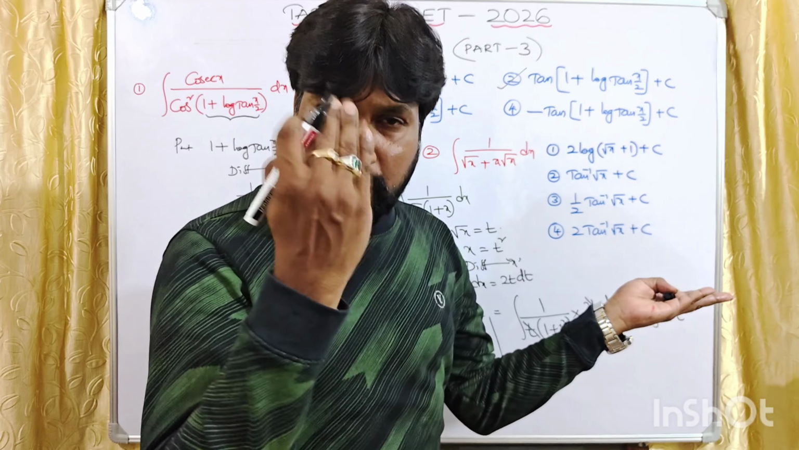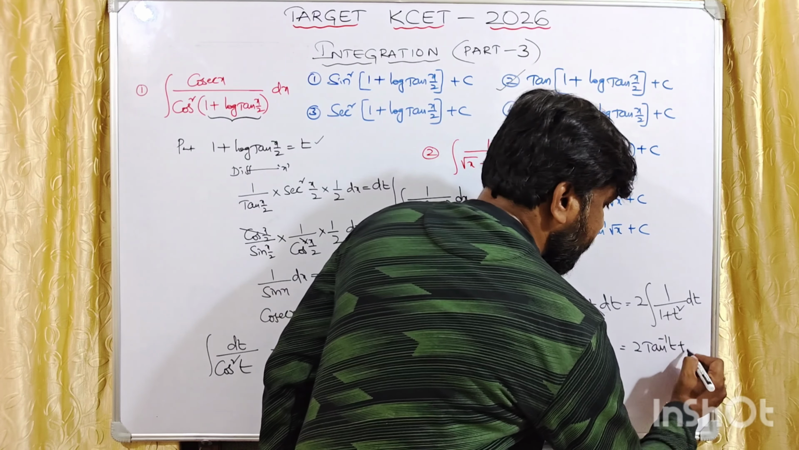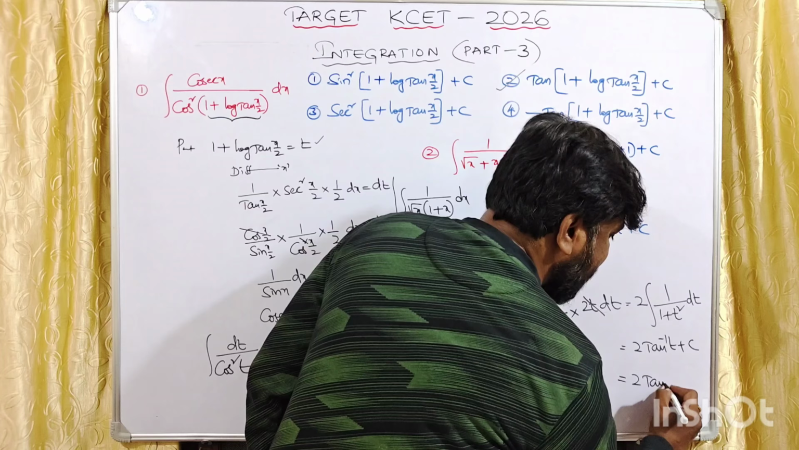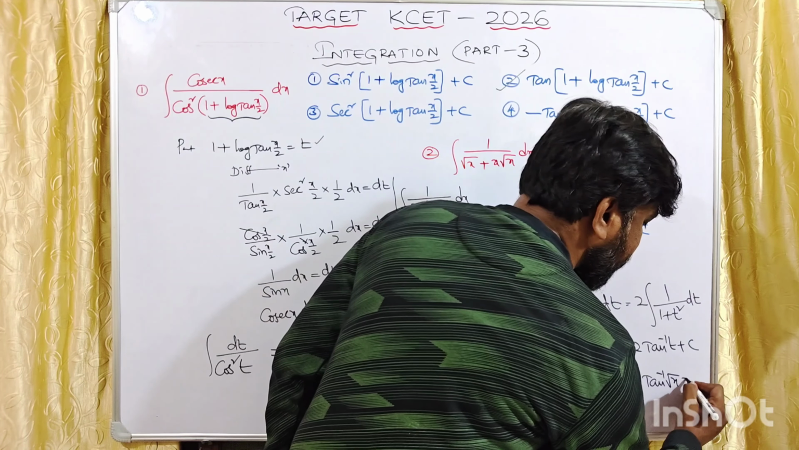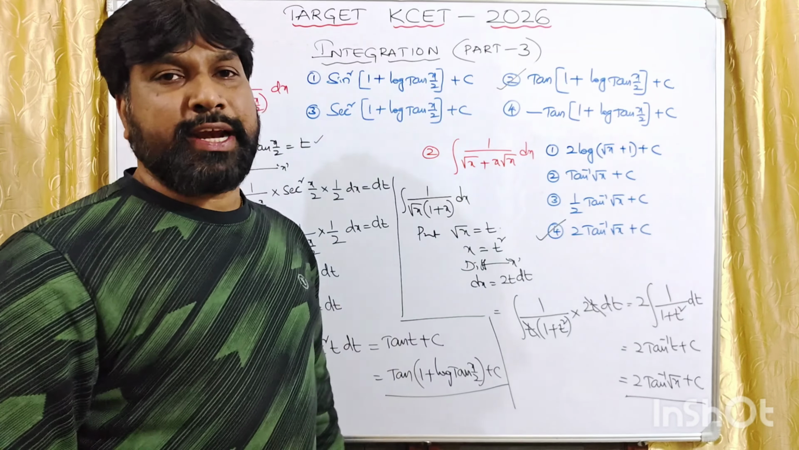Now it is in terms of t, right? You write it down in terms of t. This is nothing but 2 tan inverse t plus c. In terms of x, the answer should be in terms of x only. That's 2 times tan inverse of t. What is the t replacement? Root x plus c. So which option is correct? 2 tan inverse root x plus c. Option 4 is the correct answer.